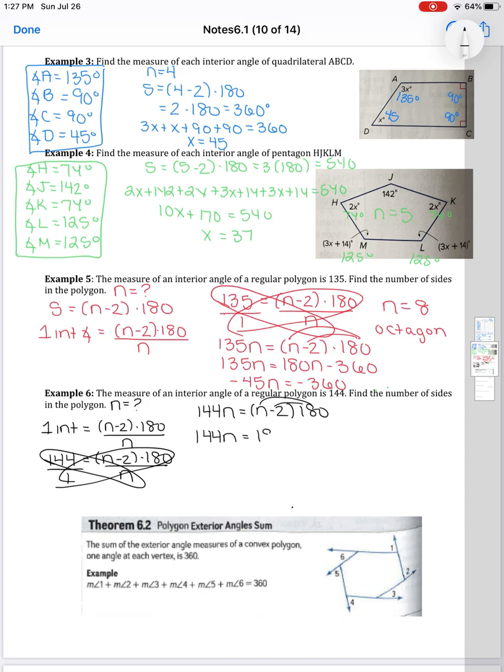So again, missing the number of sides. We are given one interior angle, so we're going to take the sum formula and divide it by the number of sides. So 144 equals n minus 2 times 180 divided by n. Make a proportion out of it. Cross multiply. N minus 2, 180. Distribute the 180.